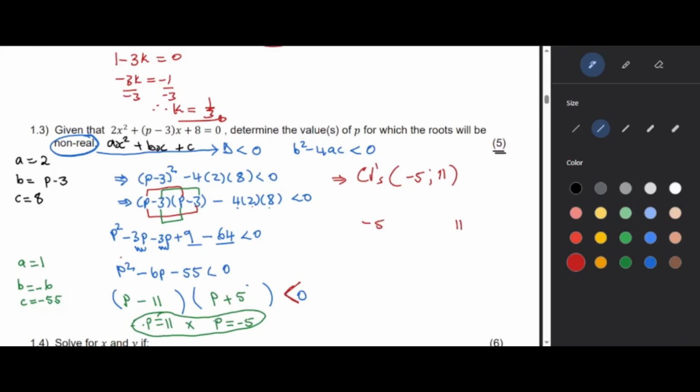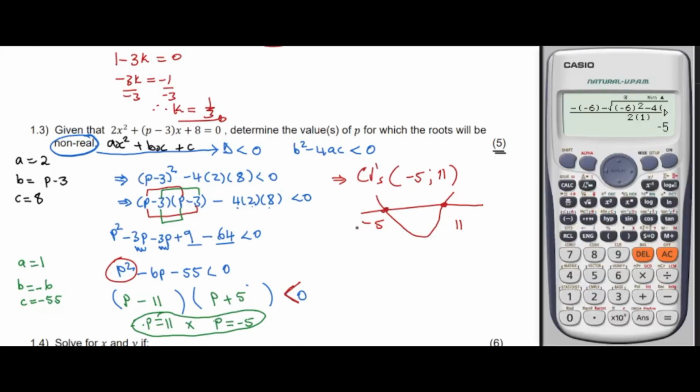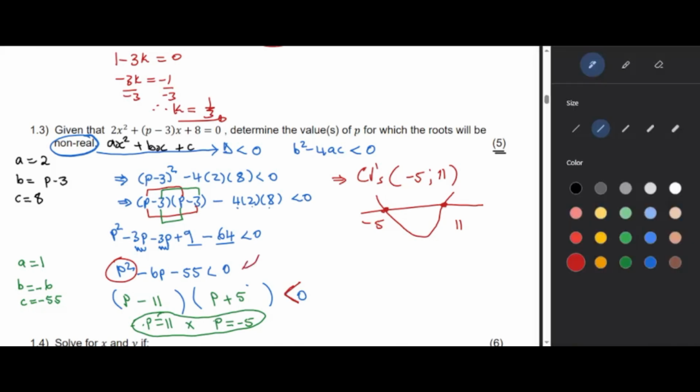The value of a here is positive, and this will be concave up. Okay? Right, so this is my 11, this is my minus 5. Remember what you do. Choose any number between minus 5 and 11. So since I have a negative and a positive, I'll choose 0. And then you substitute on this equation. 0 on that equation. So this is 0 minus 0 minus 55. So that gives us negative 55.